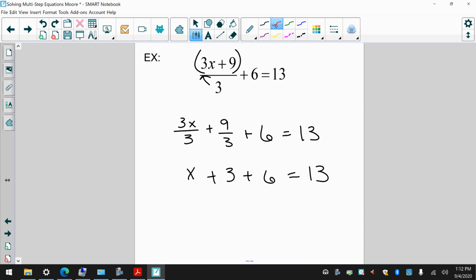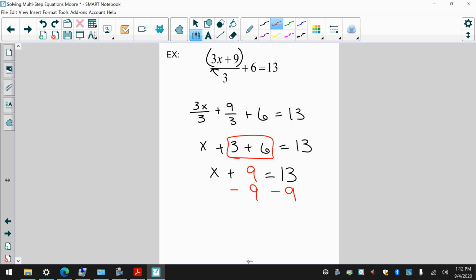In this case, 3 plus 6 is 9. So I have x plus 9 equals 13. Now how do I get rid of the plus 9? If you remember from my one- and two-step equations, the opposite of addition is subtraction. Subtract 9. And I'm left with x equals 4.